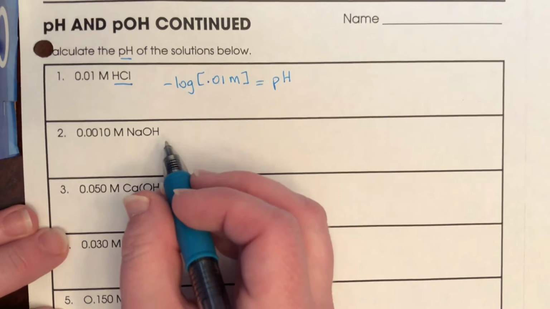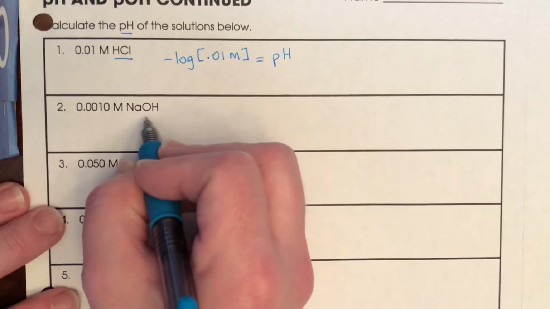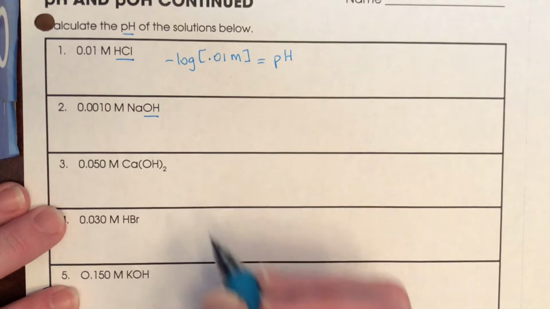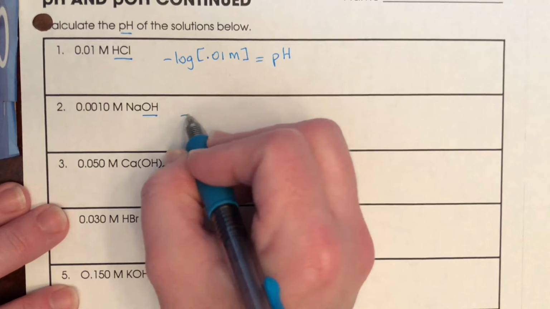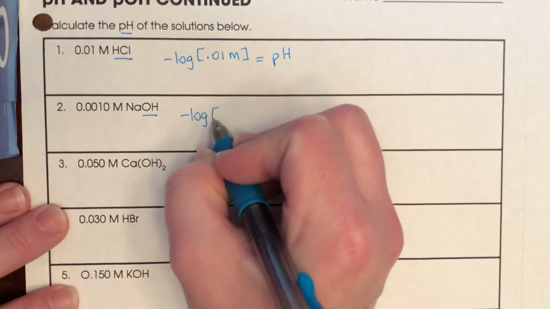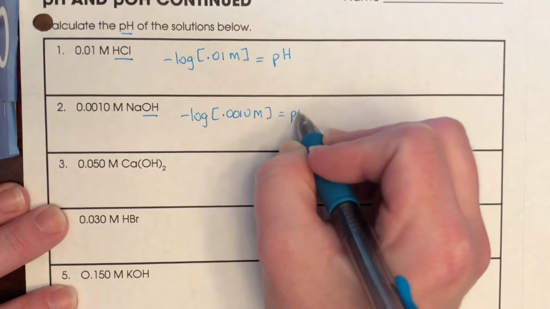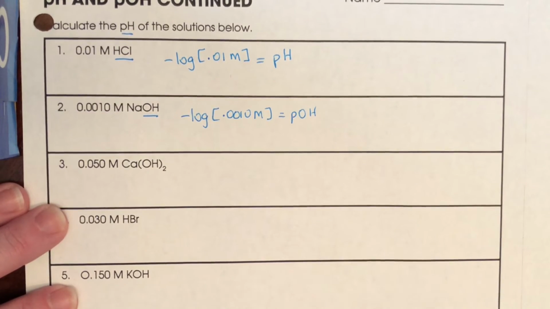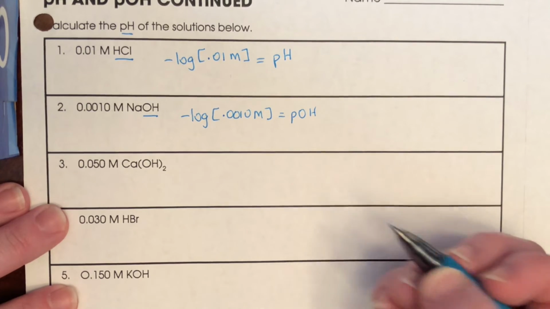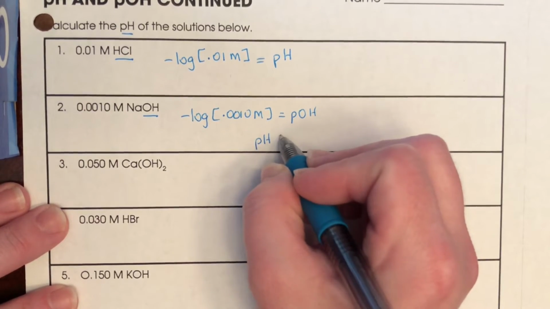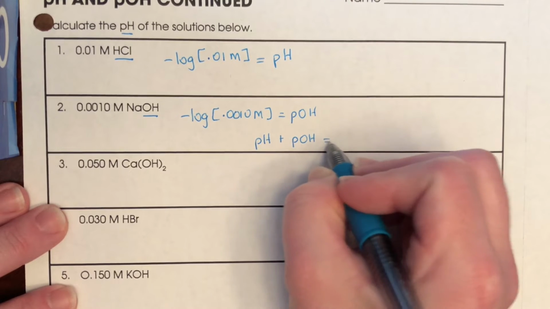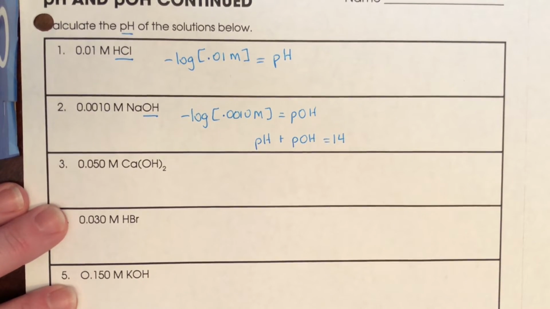However, if you look at number 2 has OH at the end. So that OH means that it's a base. So even when you do the negative log of this value for molarity, it's going to equal the pOH. And then whatever number you get from there, you're going to need to subtract it from 14. Because remember, the pH plus the pOH equals 14 to get the final answer. So the bases are just a little bit more work.